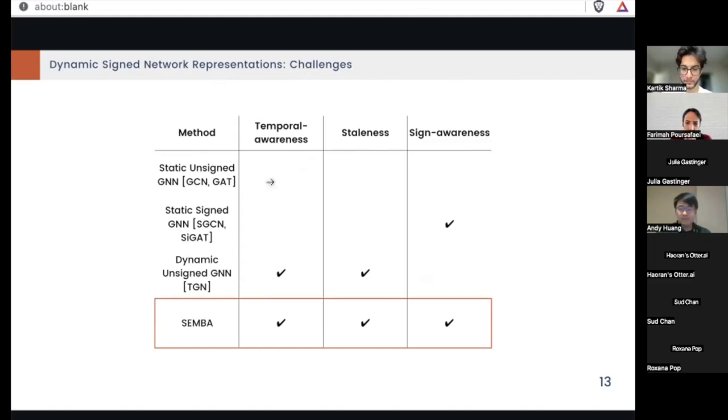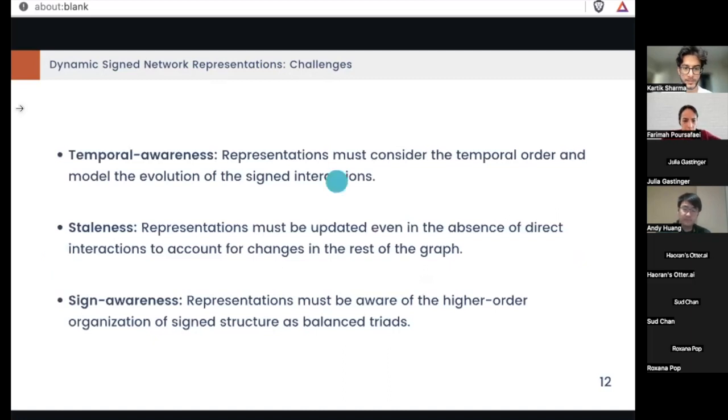Just one question. What's the difference between temporal awareness and staleness? So by temporal awareness, I mean that the representations consider the temporal order between the links, or would model the evolution. So if a link is coming at time 0.9, let's say, then there's an order between the links. So 0.1 appears before 0.9, and this should influence how the embeddings are evolved, or how the representations are formed.